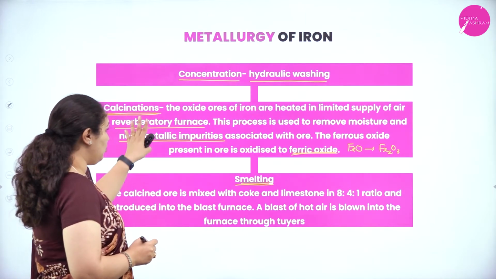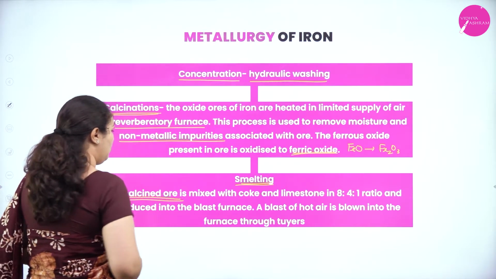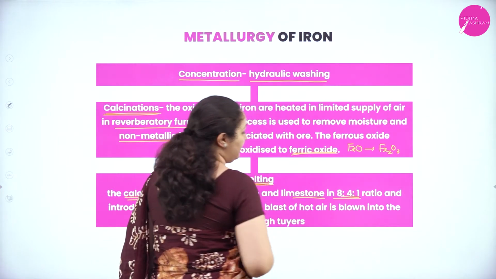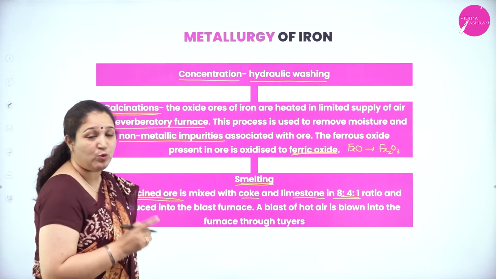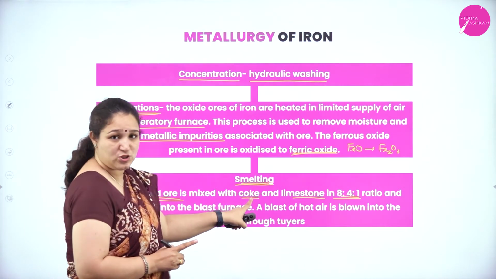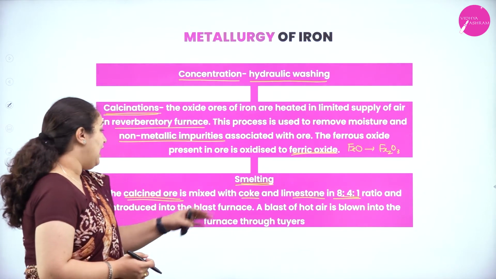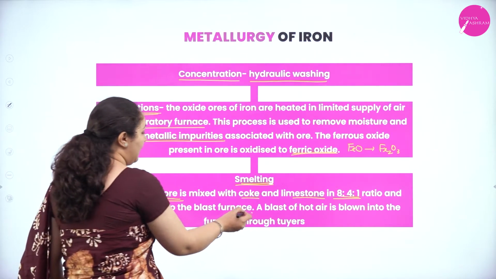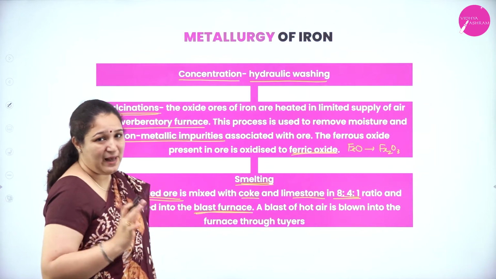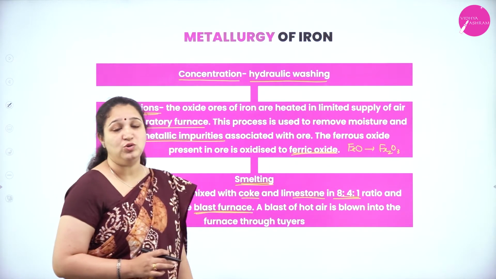The calcinized ore, that is the ore which has undergone calcination, what do we call it? Calcinized ore is mixed with coke and limestone in 8:4:1 proportion. That is 8 proportions of calcinized ore, 4 proportions of coke, 1 proportion of limestone. It is mixed properly and introduced into the blast furnace. So this is the furnace where smelting is happening. Okay, the blast of hot air is blown into the furnace through tuyeres.